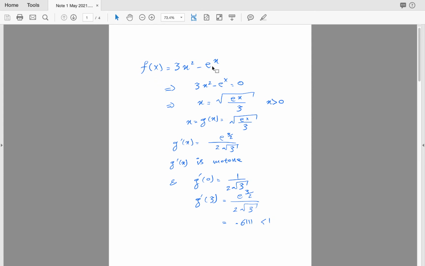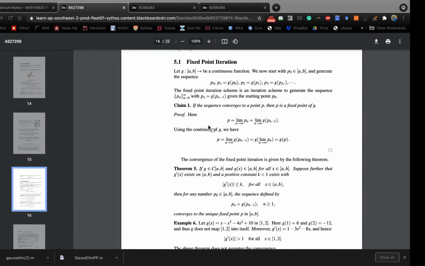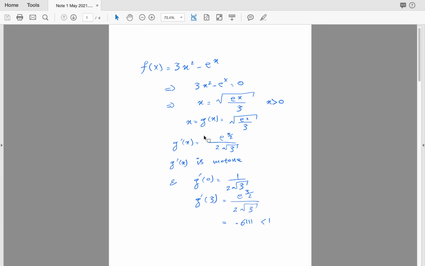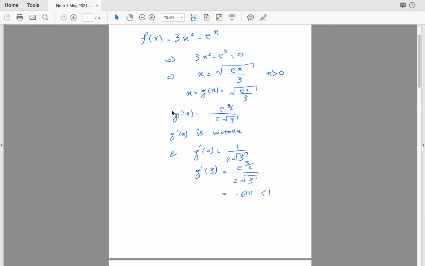Now let's have a look at the function. f of x is given like this. The aim is to find the root of f of x. We can write x equal to this, provided that x is positive. So g of x is the square root of exponential of x over 3. Our job is to analyze whether g of x satisfies theorem 5.